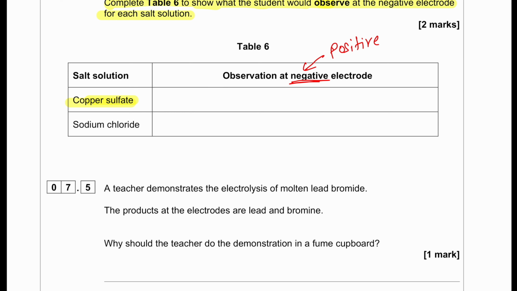In copper sulfate solution, the positive ions that are present are copper 2 plus, and because it's a solution, it also contains hydrogen ions. Because copper is less reactive, we're going to see copper being deposited. Since copper gets deposited, copper has a color which is like pink, orange, red, brown solid. So we will say pink brown solid deposited, or we can say brown solid.